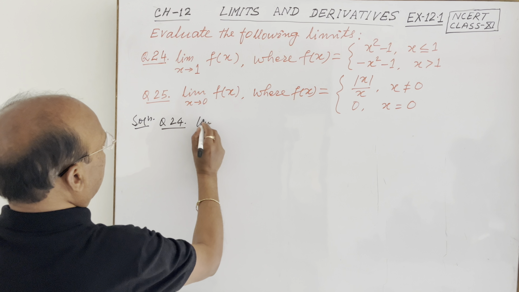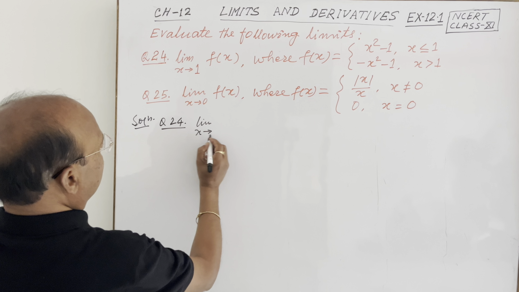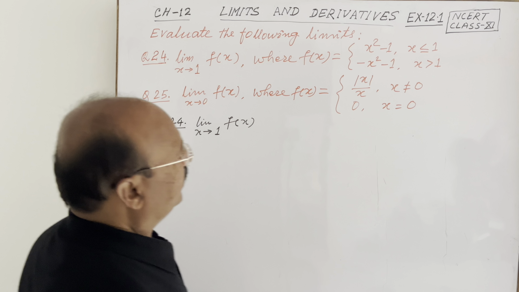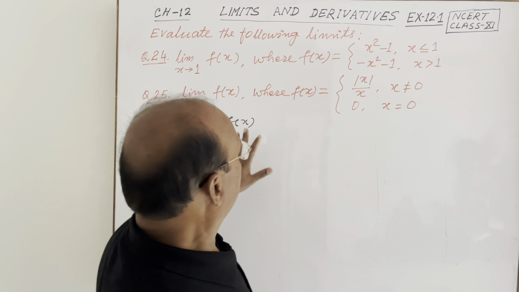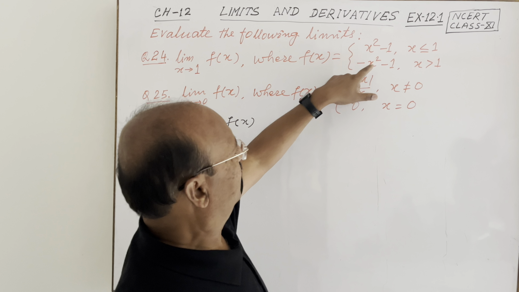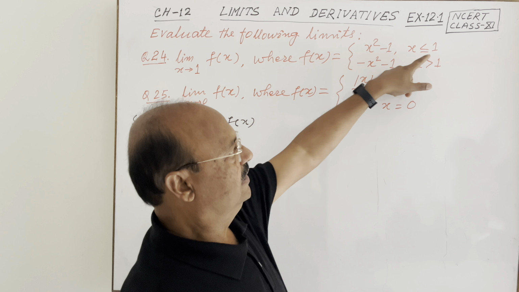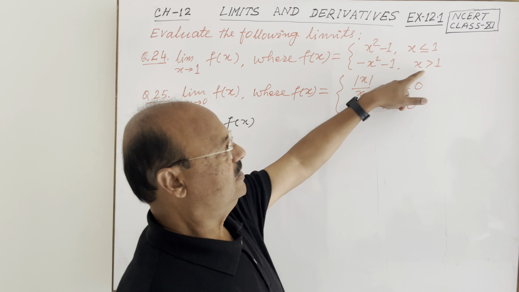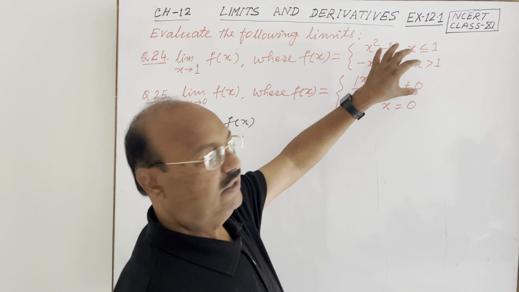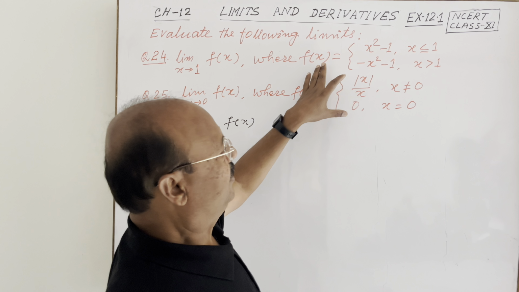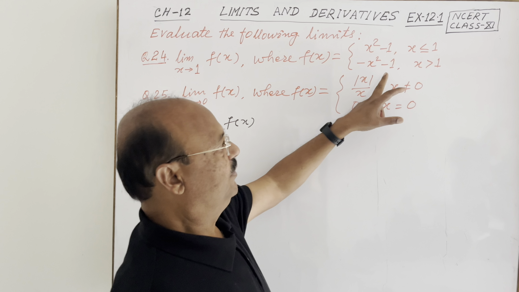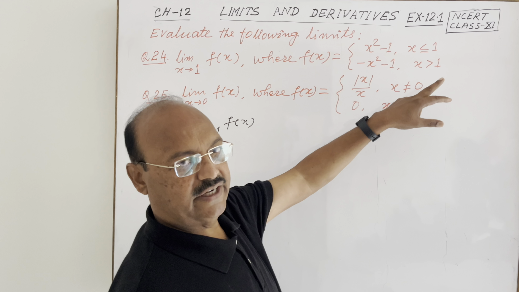Here we have to evaluate limit of x tends to 1 of f(x). Here, when we take x tends to 1, you see there are two different values of the function when x is less than 1 and when x is greater than 1. It means some hint is given here that we have to take limit when x tends to 1 minus means left hand limit, and limit x tends to 1 plus means right hand limit.